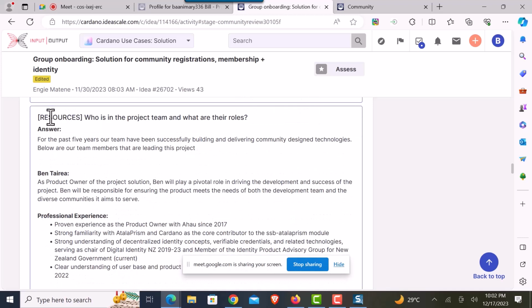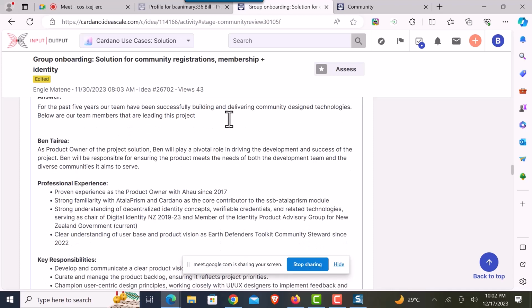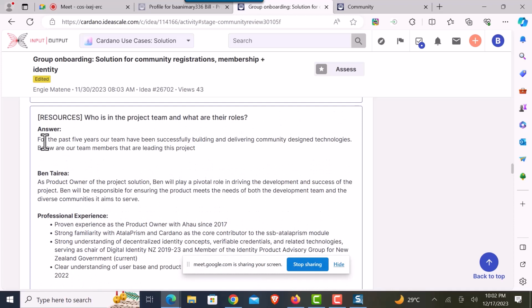So you are looking at resources. I hope we can see. And then it's saying who is in the project team and what are their roles. So quickly just run through. This is their general expertise. They are saying for the past 5 years, our team have been successfully building and delivering community design technologies. Below are our team members that are leading this project.